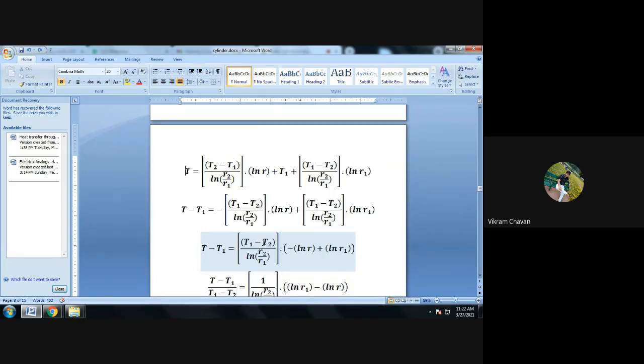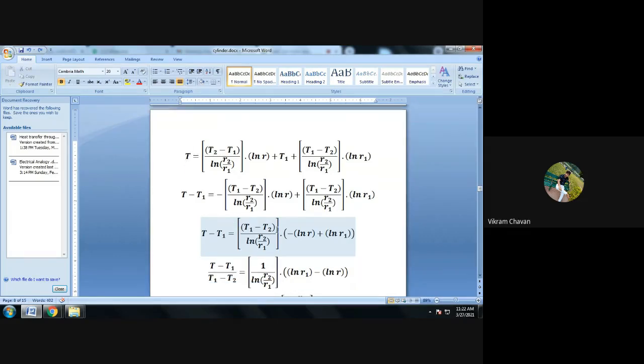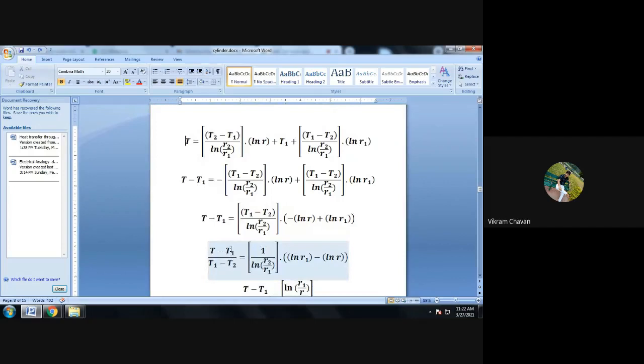Now we have rearranged this by shifting T1 minus T2 to the other side, the left side. So it becomes (T minus T1) whole divided by (T1 minus T2) will be equal to, and what remains in the square bracket is only 1 divided by ln of R2 divided by R1, multiplied by, we have rearranged this term by taking the positive term first and shifting the negative term to the second position, so ln of R1 minus ln of R.